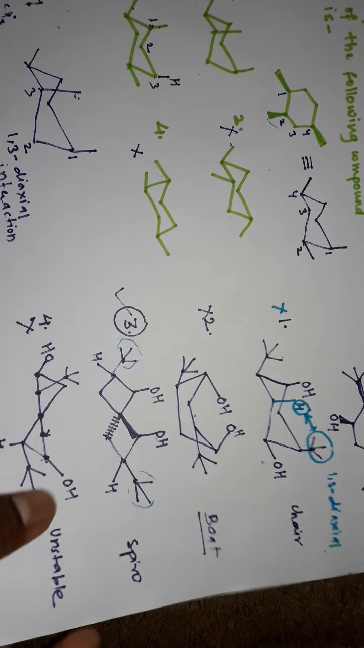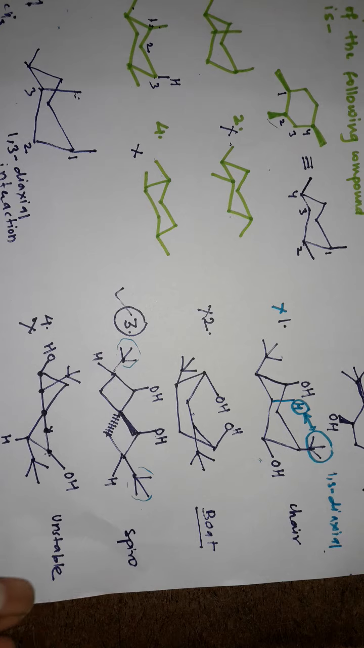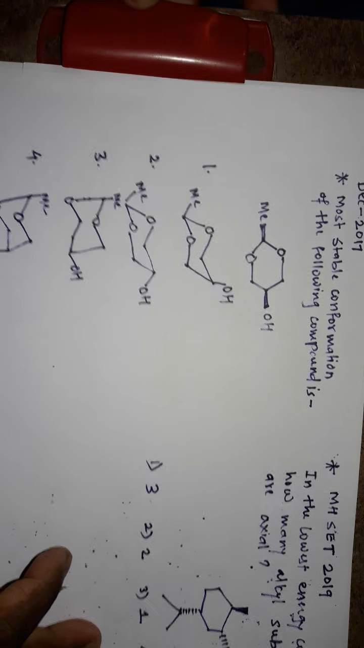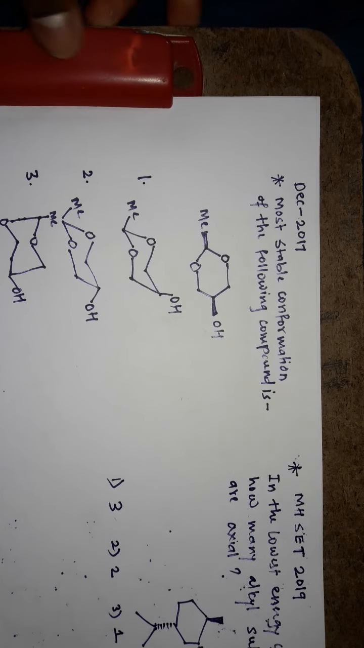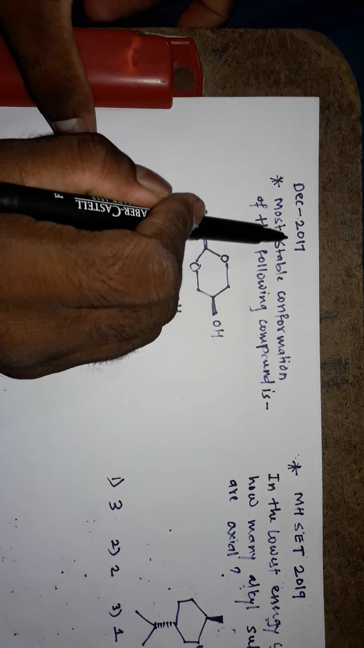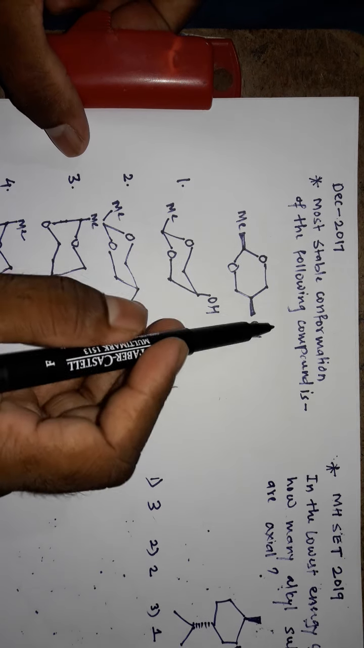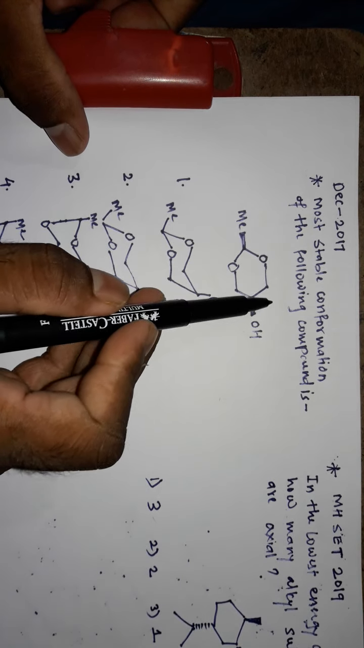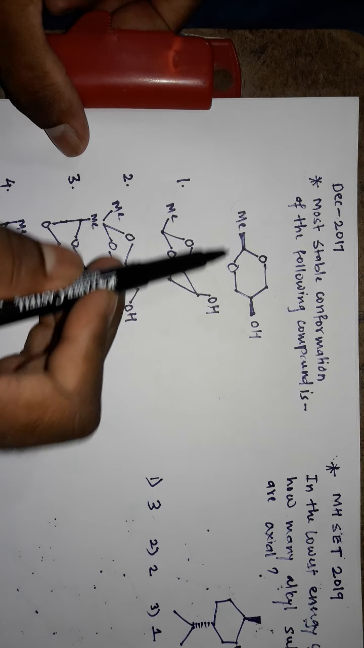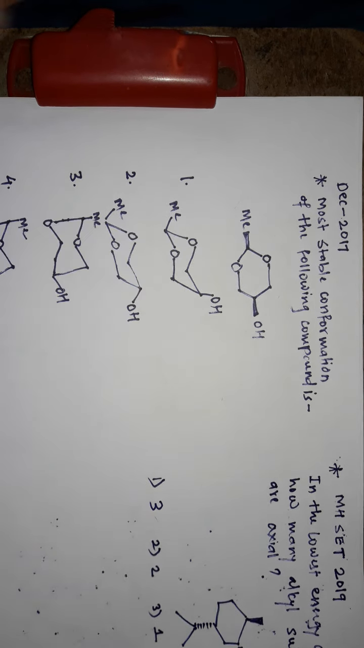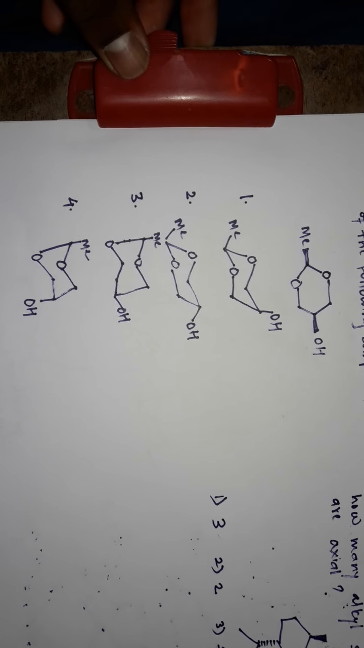Okay. Now let us take 2 more questions which have been asked. Next is December 2017. This question was asked in 2017, and the question asked for the most stable conformation. This was the molecule. So they have mentioned the stereochemistry: OH and methyl should both be in the same plane.